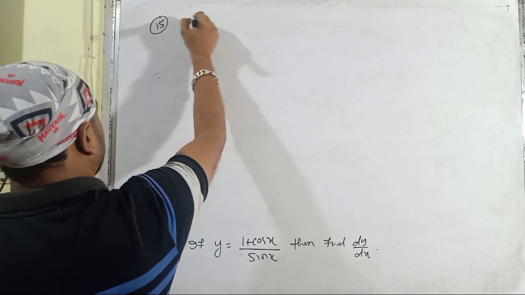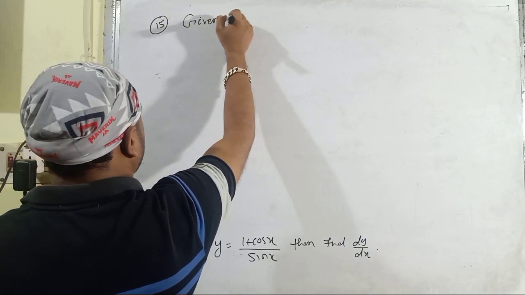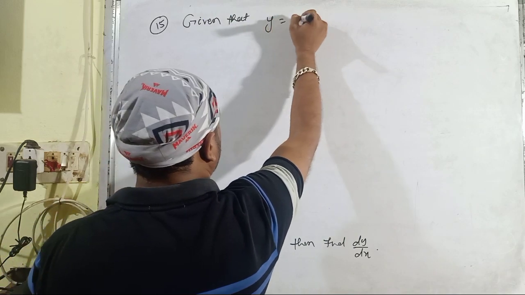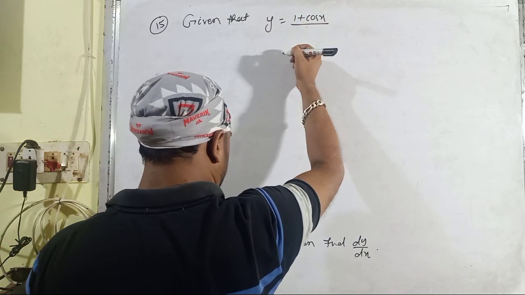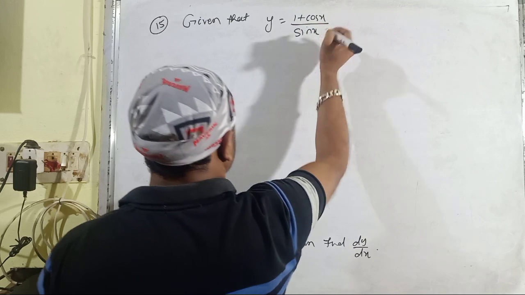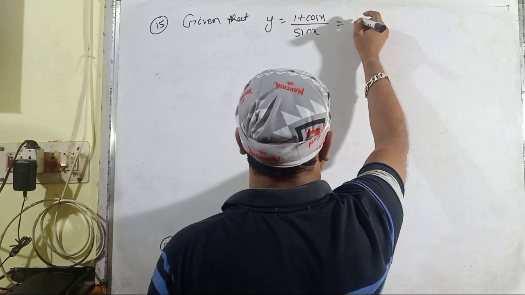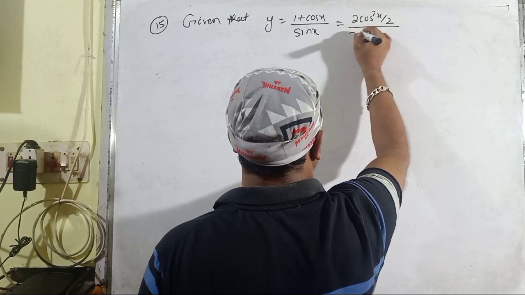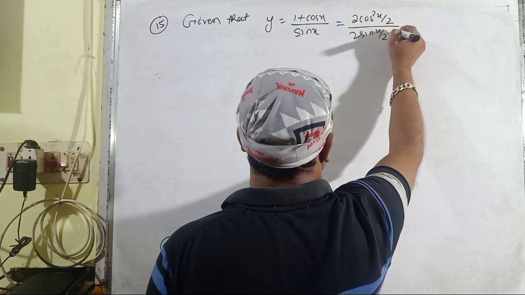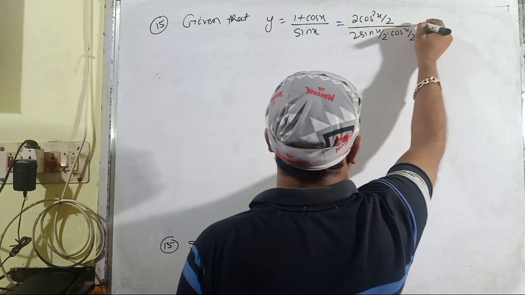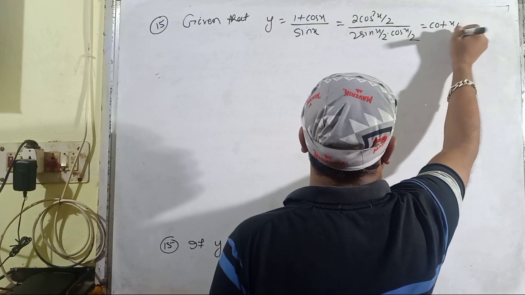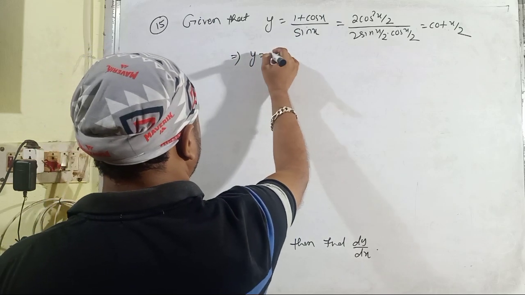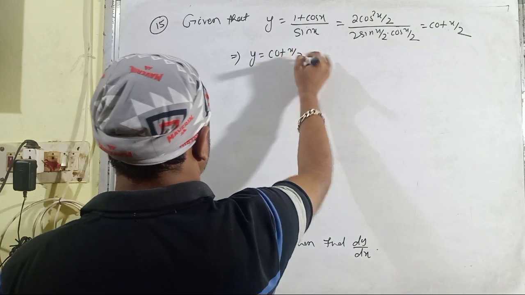Number 15 is here. Given that y is equal to 1 plus cos x divided by sin x. So first of all, let us put the trigonometric formulas here. 2 cos square x/2 divided by 2 sin x/2 multiplied with cos x/2, and that will be equal to cot x/2. So here y is equal to cot x/2.